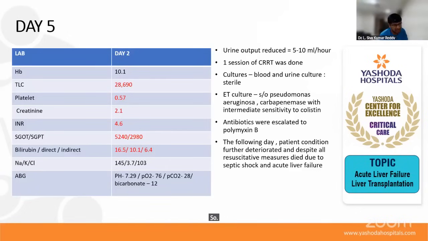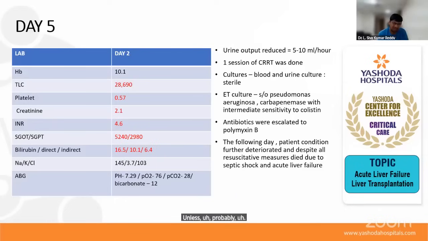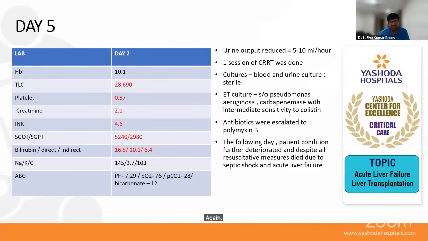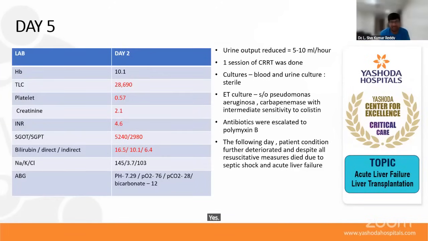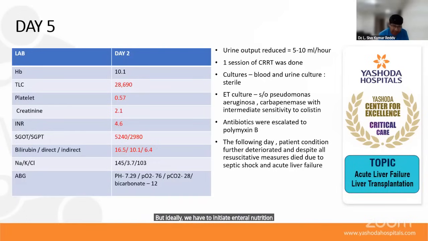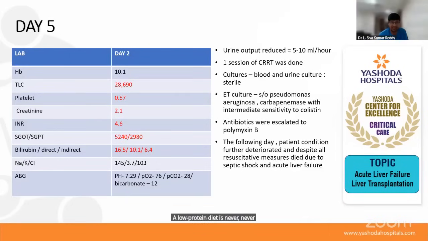Usually, we don't have any protein restriction on any patients with ALF. There's nothing like a restriction. So we usually consider enteral nutrition, but some surgeons don't prefer it because if the patient is probably being taken up for surgery, it might be difficult. But ideally, we have to initiate enteral nutrition. It has to be a normal diet; a low protein diet is never administered in these patients.